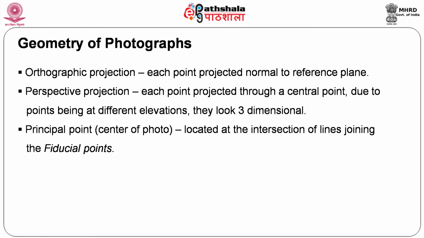whereas perspective projection, which is a very ideal one, uses projection from a central point. So, from here, for example, all of them are projected like this. So, in the first case each of them is perpendicular to the ground surface, in the second case it is inclined like this. This is what is called a perspective projection.